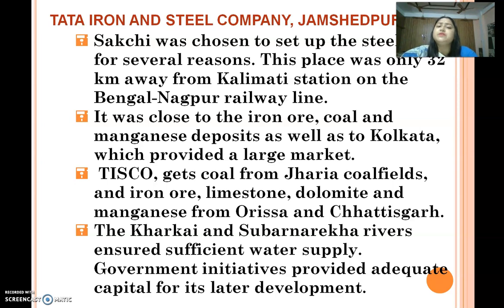It has got everything. First of all, it is nearer to a railway station. Secondly, it is nearer to a very well established market in Kolkata. Then it gets coal easily from Jharia coalfield. It gets other minerals from places like Odisha and Chhattisgarh, which is not very far. Then there is water supply from the neighboring rivers, and also lots of government initiatives are provided so that there is development in this sector.